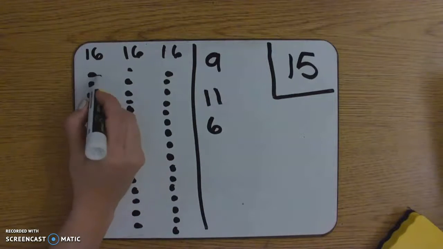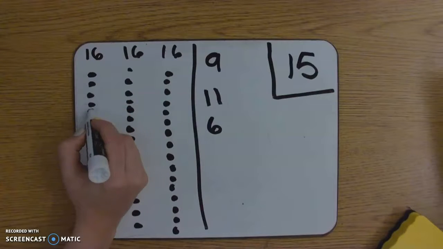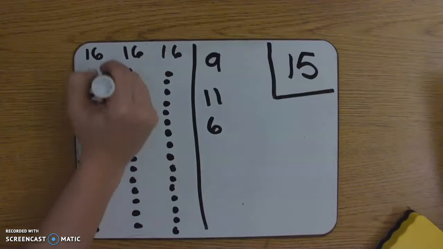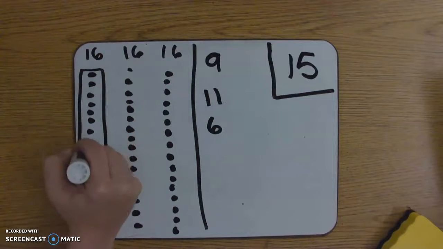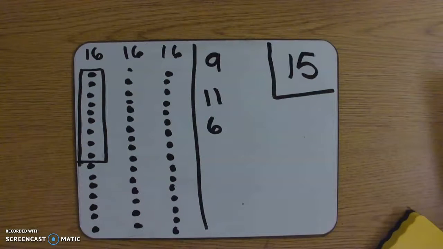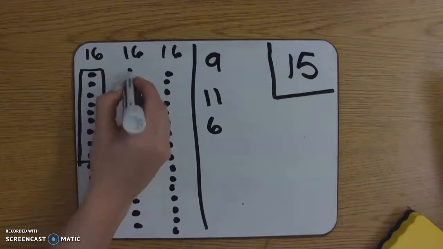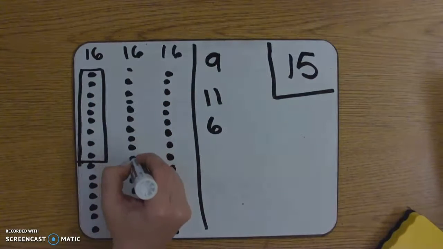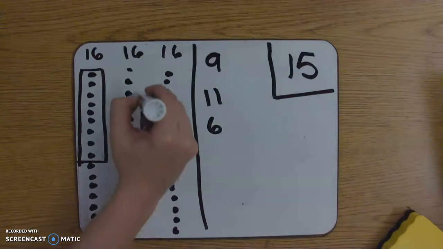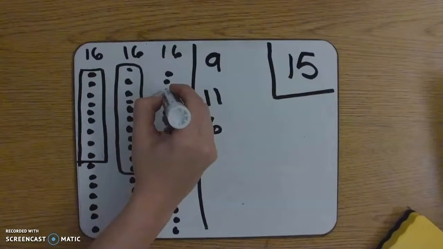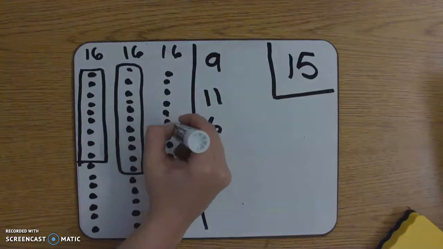So this one, I need 9. 1, 2, 3, 4, 5, 6, 7, 8, 9. And I'm going to draw a line and box that because this is what's left. This is what was eaten. Now I'm going to do this in my next row. 1, 2, 3, 4, 5, 6, 7, 8, 9, 10, 11. And then 6. 1, 2, 3, 4, 5, 6.